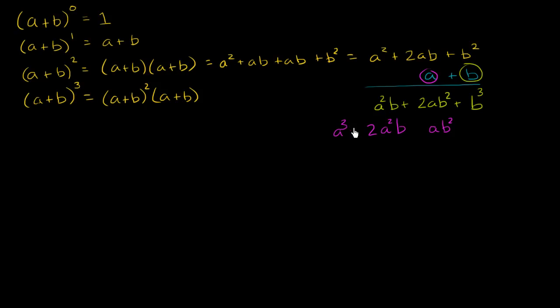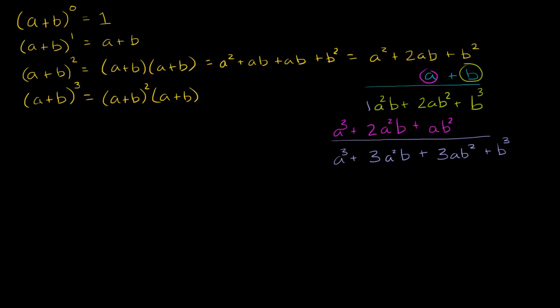And now when we add all of these things together, we get a to the third power plus, let's see, we have 1a squared b plus two more a squared b's. That's going to be 3a squared b plus 3ab squared. 2ab squared plus another ab squared is going to be 3ab squared plus b to the third power. So just taking something to the third power took us a reasonable amount of time.